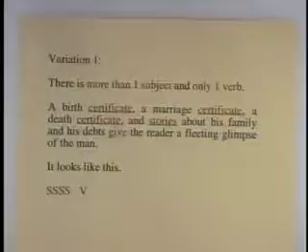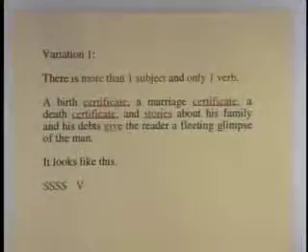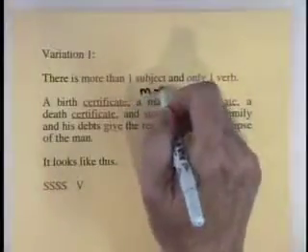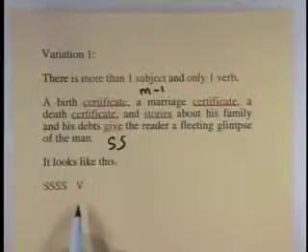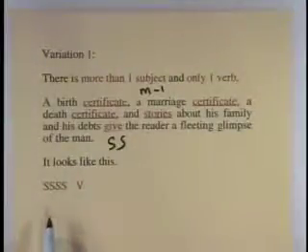That sentence, when we look at it, looks like this, right? Just exactly what Farah and Jeff helped me do. Your subjects are certificate, certificate, certificate, stories. Your verb is give. You have one main clause that gives you one simple sentence, and it diagrams like this. Four subjects, but only one verb.